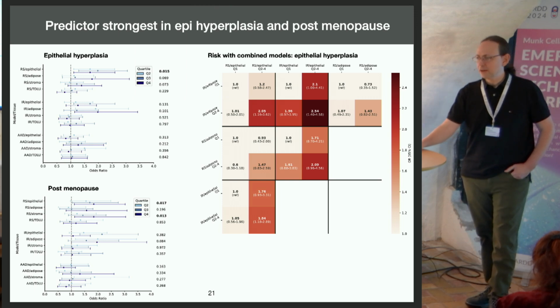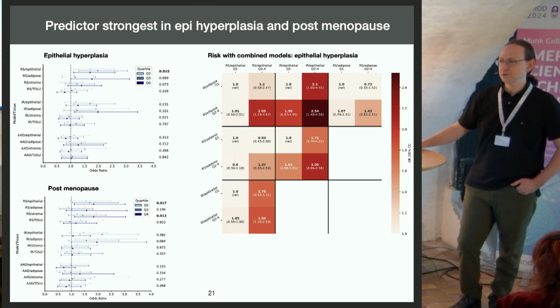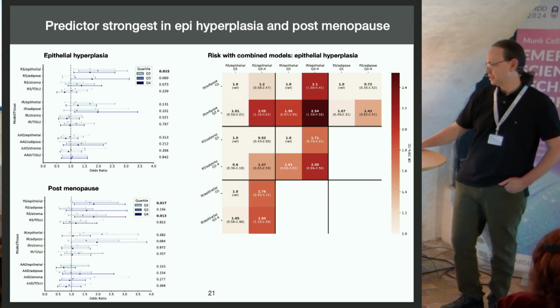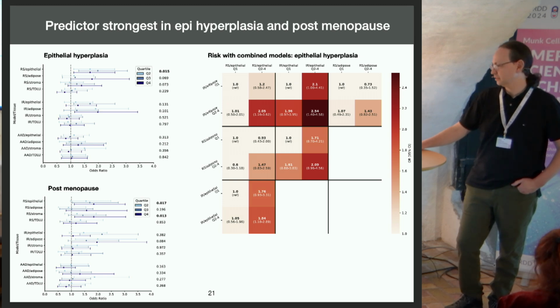We found these models were most effective in 2 parts of this group: those who had epithelial hyperplasia, as well as, independently, those who are postmenopausal. In both of those, we saw increased numbers. And for the epithelial hyperplasia, if you combine 2 of those factors, you get around 2.5 increased risk for the odds.